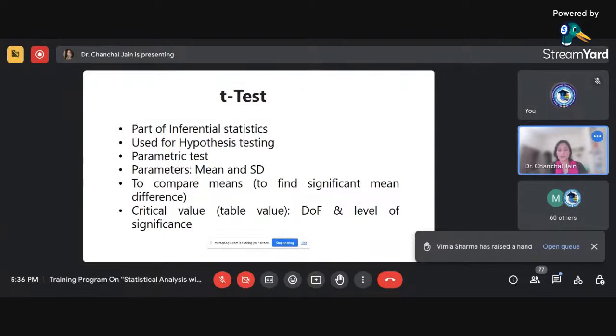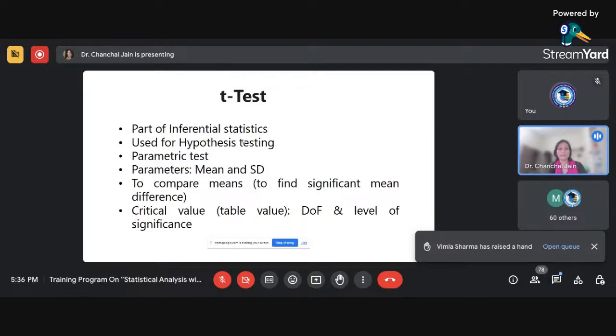Now, the second thing is, generally we use the t-test to test certain hypotheses. Whenever we talk about the t-test, its purpose is to find a significant mean difference. Whenever we are interested in finding a significant mean difference, in such cases we apply the t-test. As I just said, the t-test is a test that comes under the parametric test family.